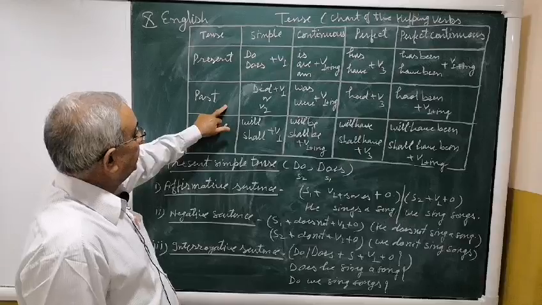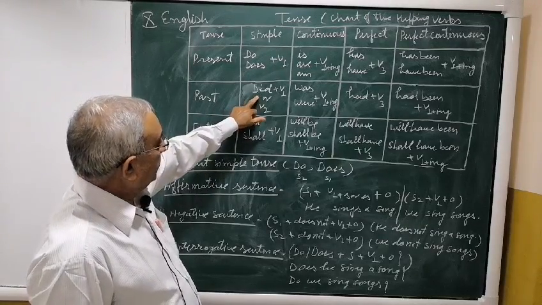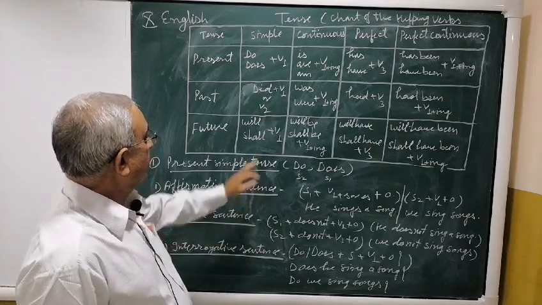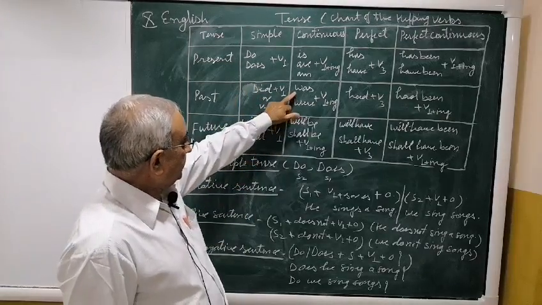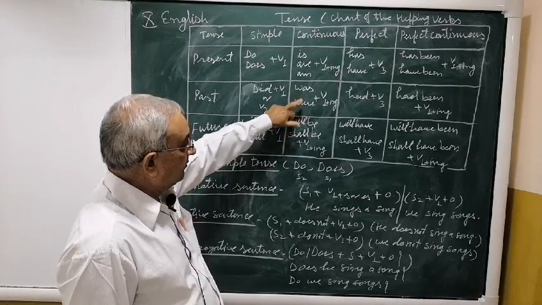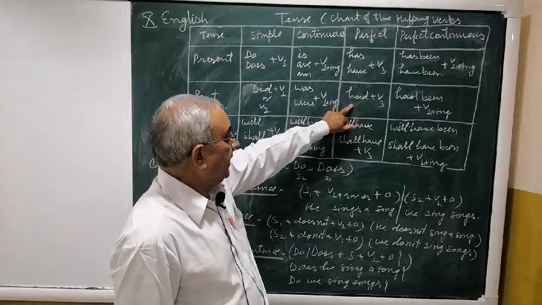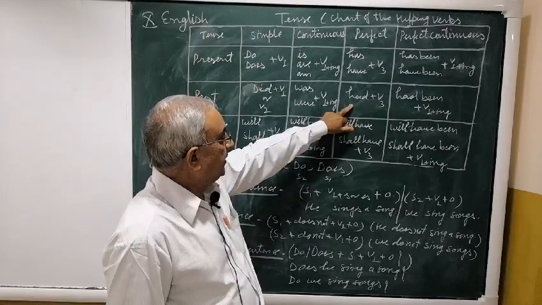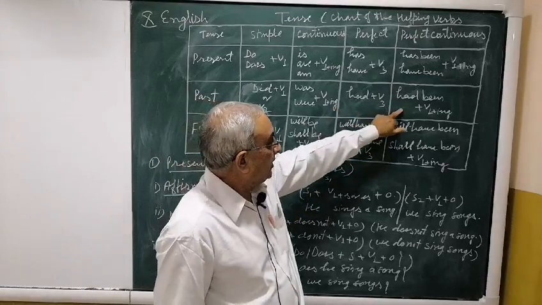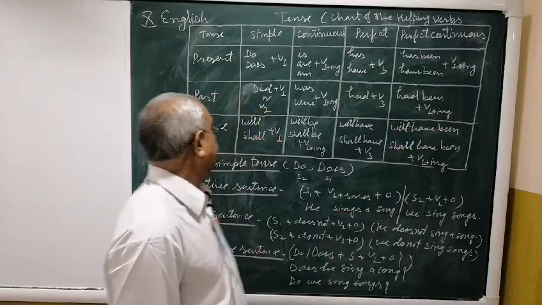Now see the past tense. Past simple, the helping verb is only did. Did plus the first form of the main verb. Past continuous, there are two helping verbs: was and were. Was with the singular subject, were with the plural subject. Past perfect, the helping verb is had with any subject, whether singular or plural. Past perfect continuous, only a single helping verb: had been plus main verb first form plus ing.